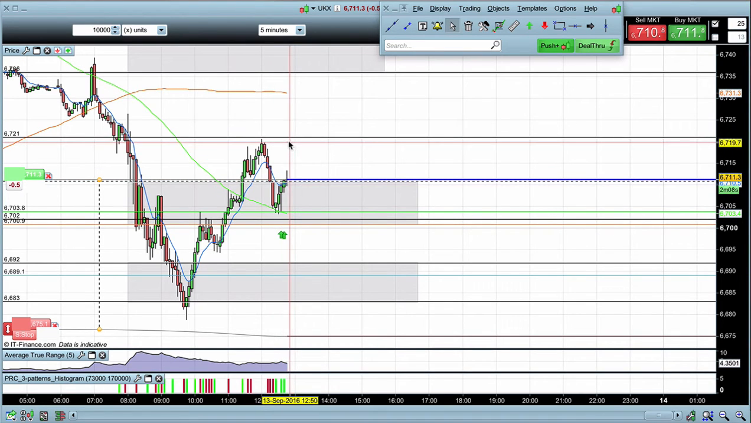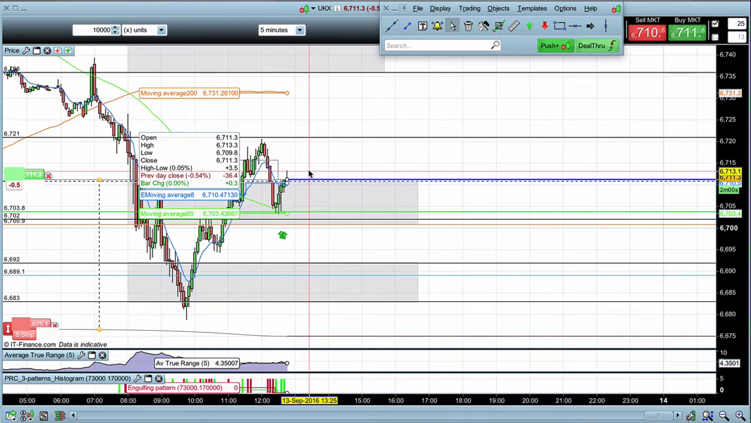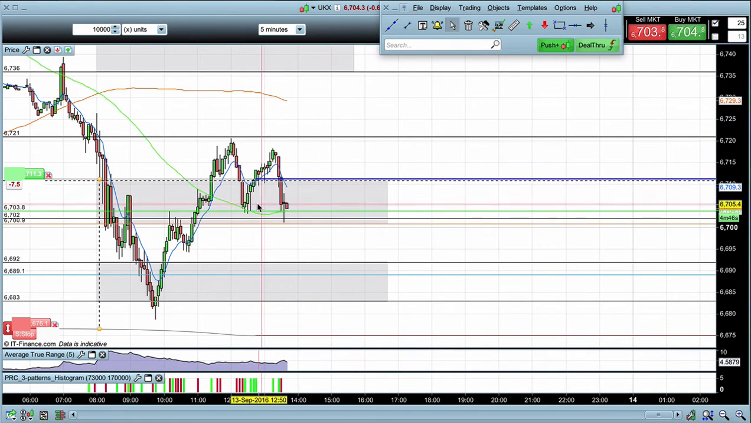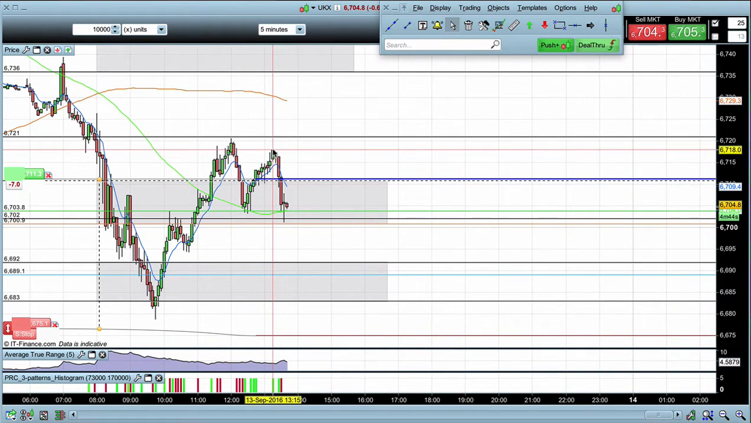And really I'm looking to get it up into 6,721, which would be a management point. And then I'll see how the market reacts at those levels. Okay, so the market has come up into the 6,718 levels. It has then turned around and come back down. It's still reacting in the zone.